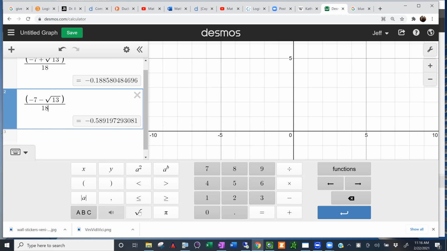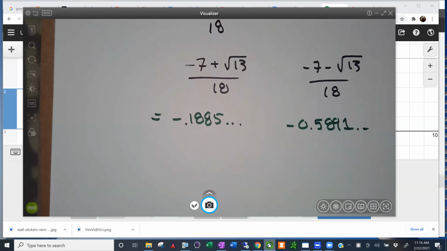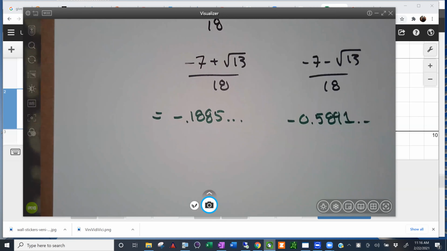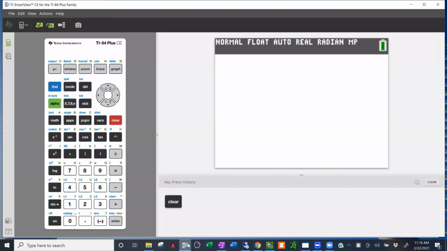Let me show you how to do this on the graphing calculator. I'm going to copy down these numbers first, though. So -0.1885 and -0.5891. So just like that. Now, eventually the problem is going to ask you to round it to the nearest hundredth place. So we'll get to that in a second. But let me switch over to the graphing calculator.